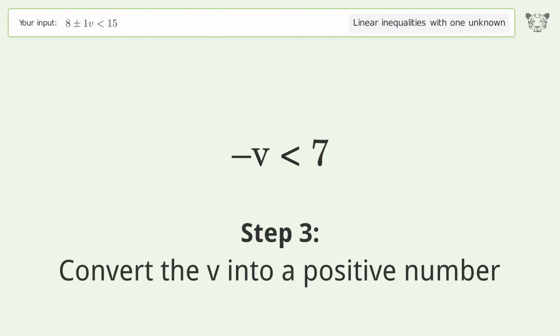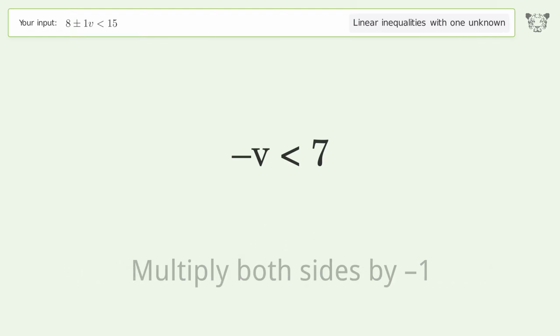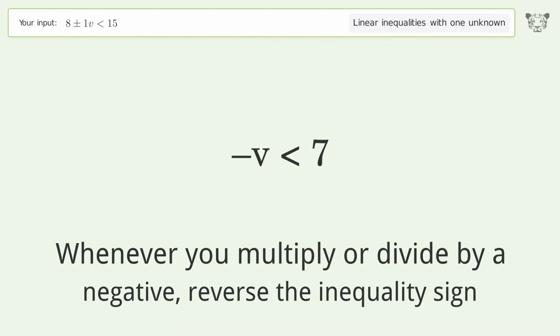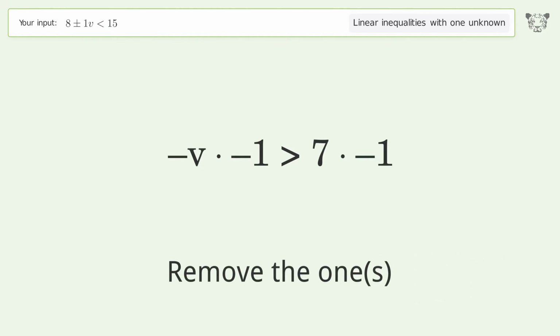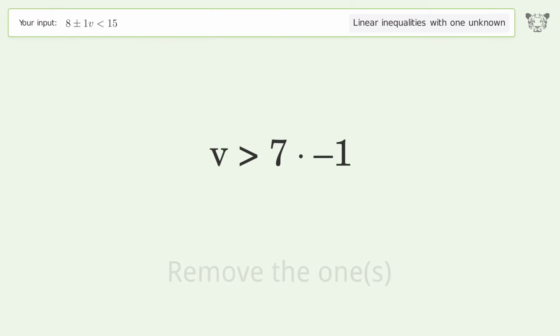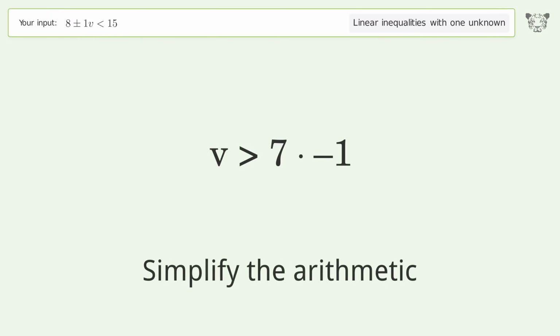Convert the v into a positive number. Multiply both sides by -1. Whenever you multiply or divide by a negative, reverse the inequality sign. Remove the ones. Simplify the arithmetic.